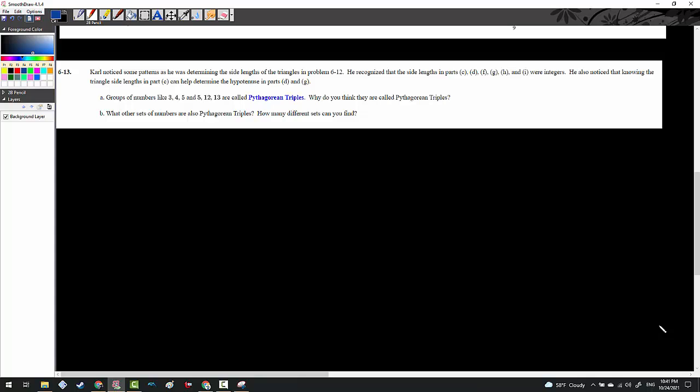And so it's pretty interesting, these Pythagorean triples. We've talked about them at length as the year has gone through, and now we kind of have them officially down. What other sets of numbers are also Pythagorean triples, and how many different sets can we find? Honestly, we could go on and on. I could take the rest of the lesson to label out every single Pythagorean triple.